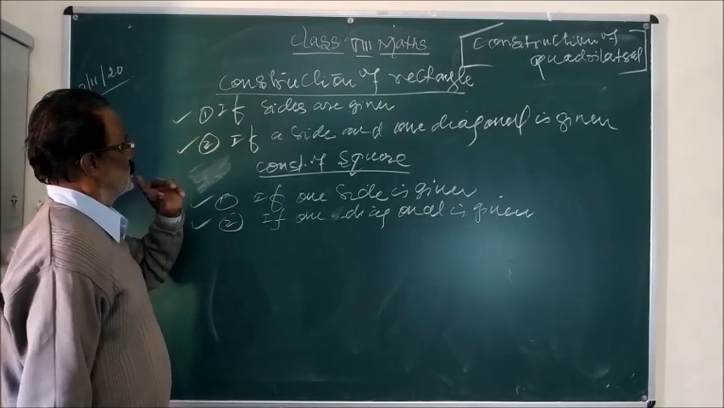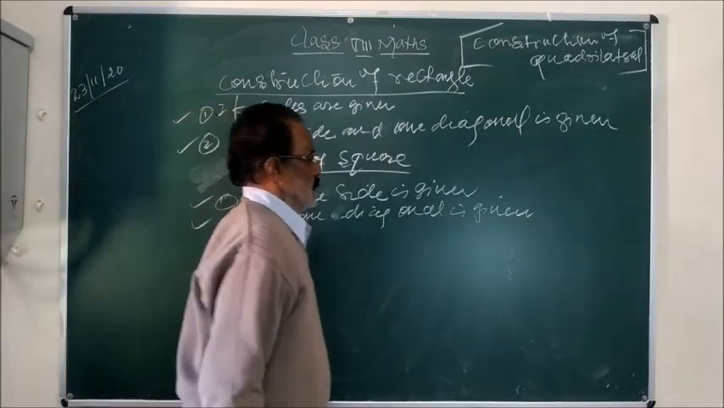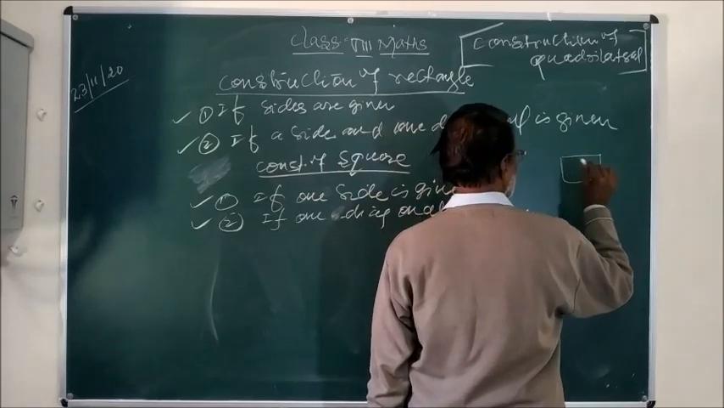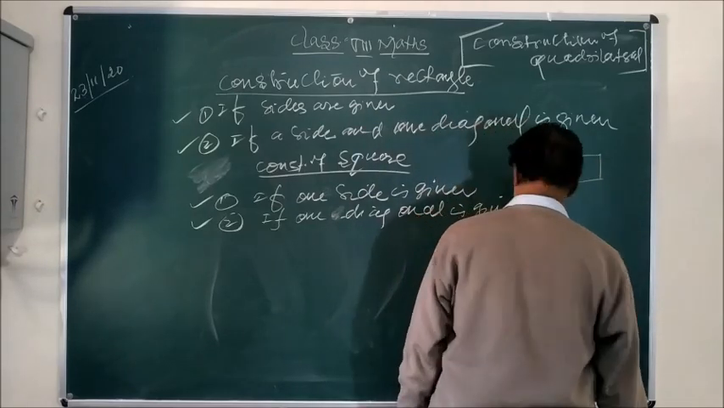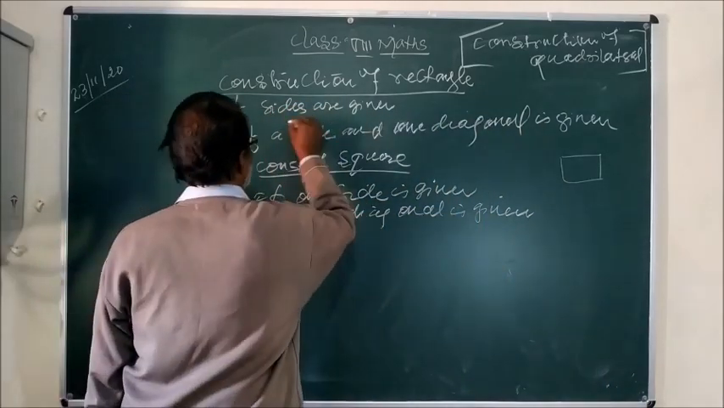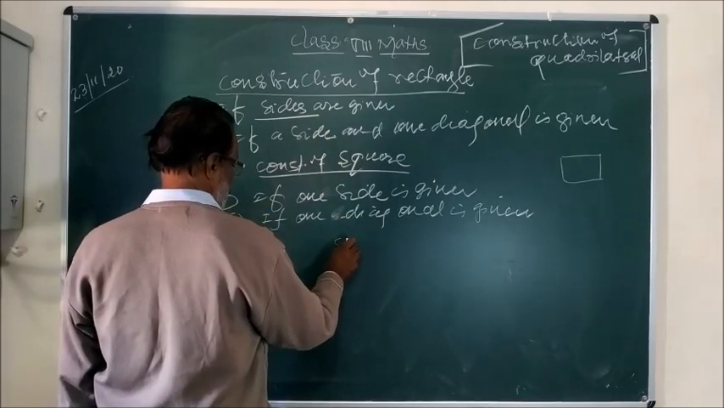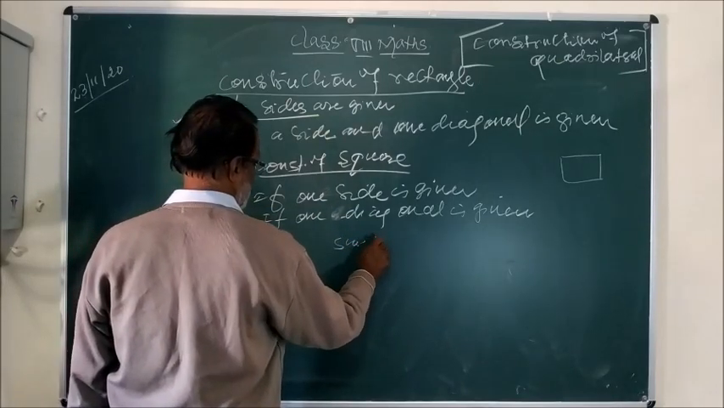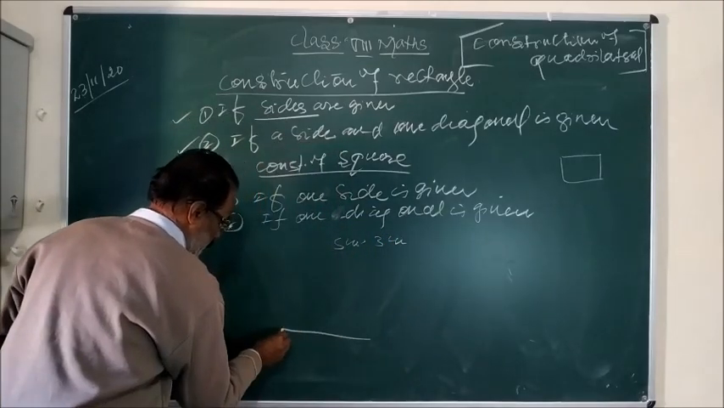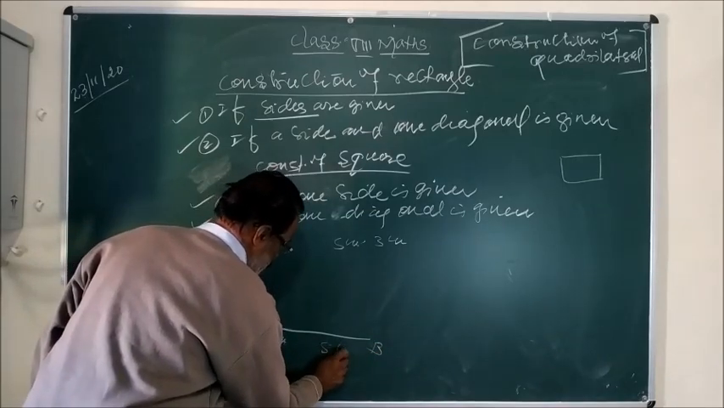First you see two situations. If all the sides are given, rectangle, you know, each angle is 90 degrees, and opposite sides are equal. So one side is given, suppose 5 cm, and the adjacent side is 3 cm, length and breadth. So first you take AB of 5 cm.